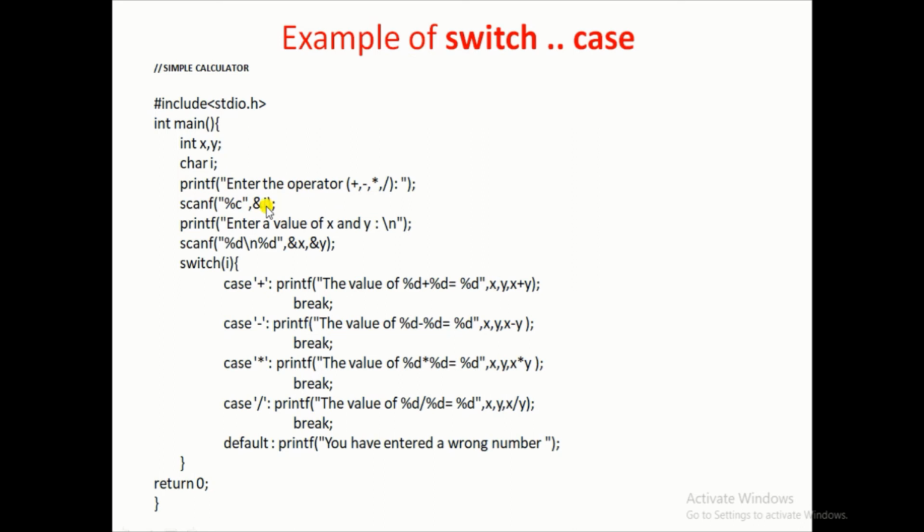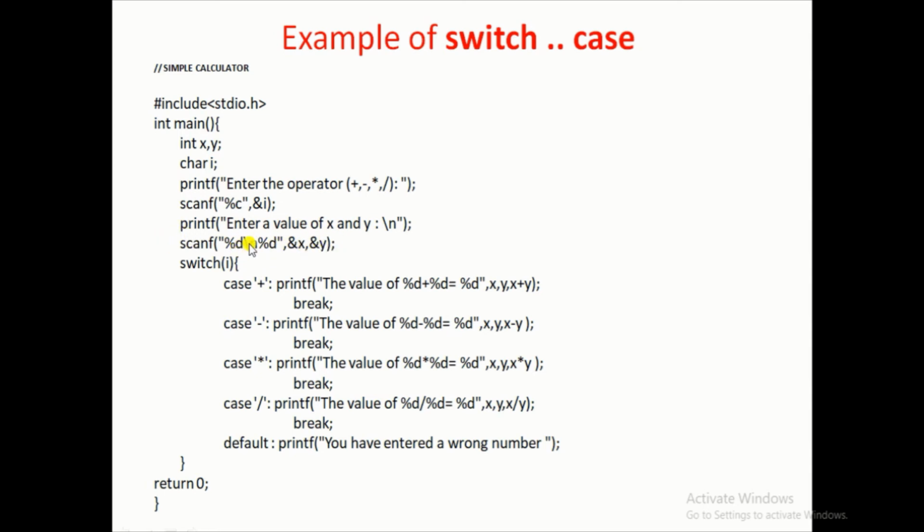In this way we can write this code in a single line. We can take 2 values with %d, backslash n, then %d, comma, ampersand x and ampersand y. So in this way we can take many values in a single line. Next we put the switch case and we put the expression i, so it matches with the value entered by the user.